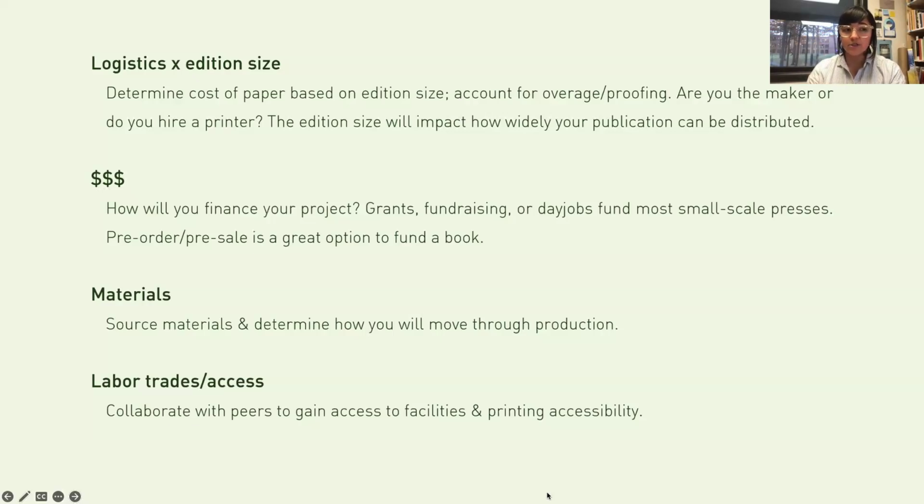I'm thinking about the logistics of what I'm doing to determine the output. Like what can I afford? And then how many books am I trying to make? And where am I hoping those books might go?